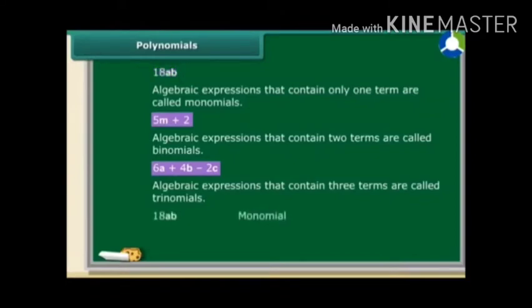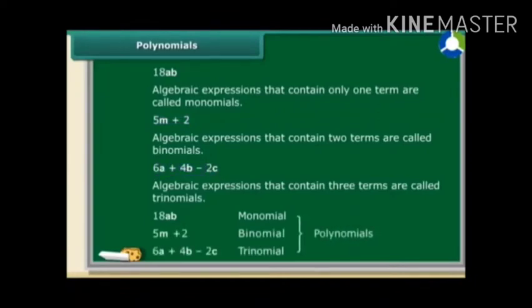Okay, have you clear children up to this? Only one term means we call it a monomial, 2 terms means binomial, 3 terms means trinomial. If more than 3 terms are there in an expression, we will call it a polynomial. Okay, have you clear children? Very important thing this.